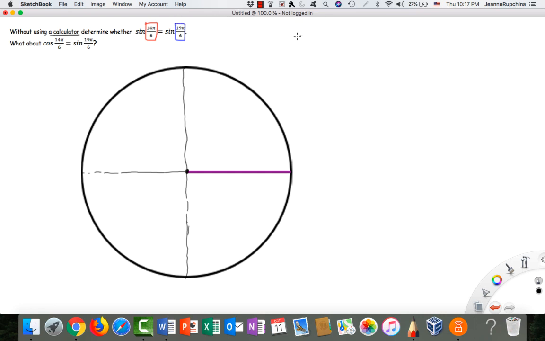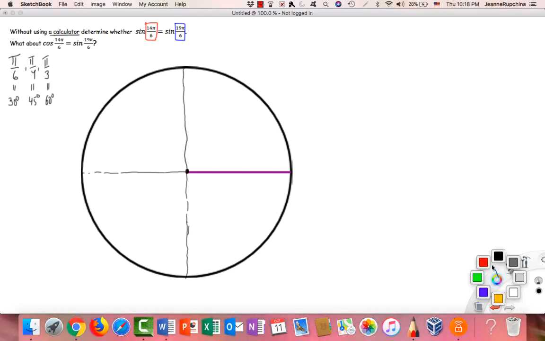So I notice right away that there's something like pi over 6. And I know that I have 3 special angles, pi over 6, pi over 4, and pi over 3. Those are my 3 special angles. Pi over 6 is equal to 30 degrees, pi over 4 is equal to 45 degrees, pi over 3 is equal to 60 degrees. So in this case, I'm dealing with pi over 6.